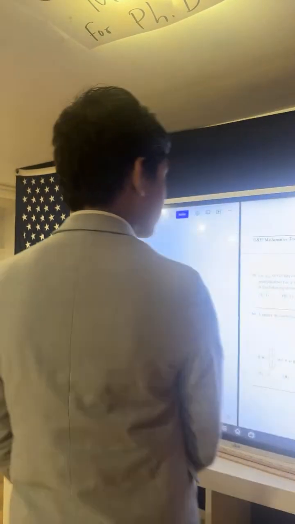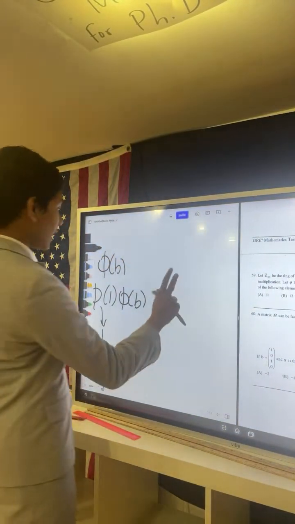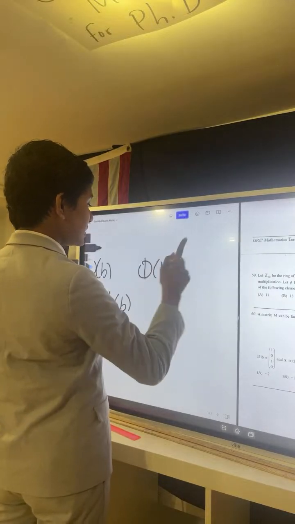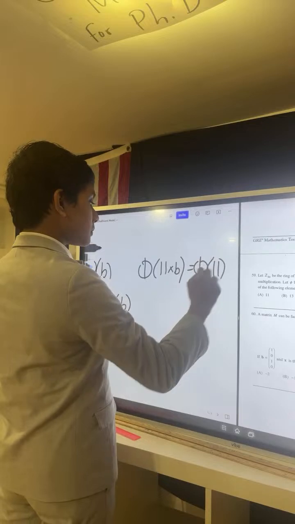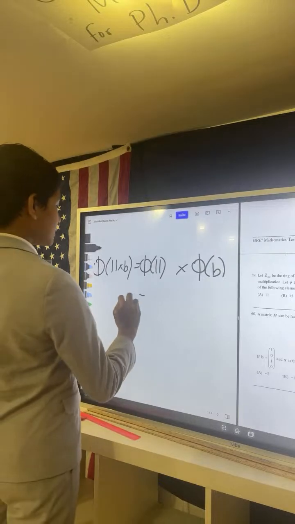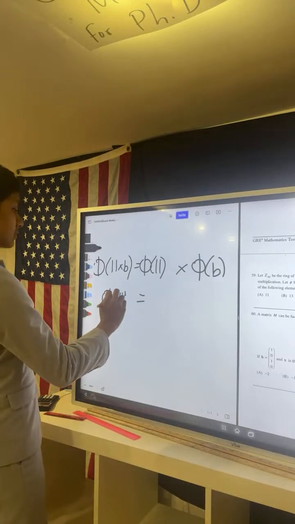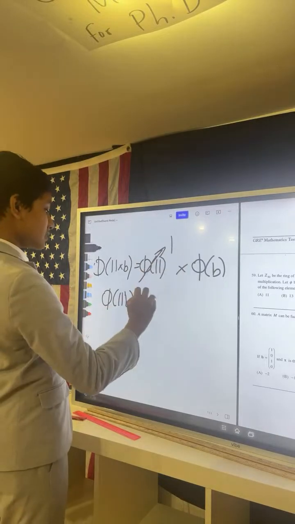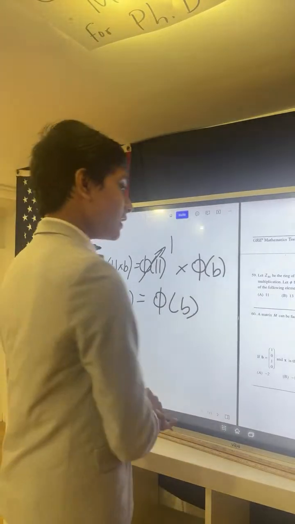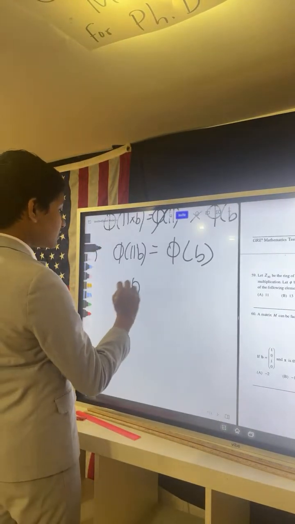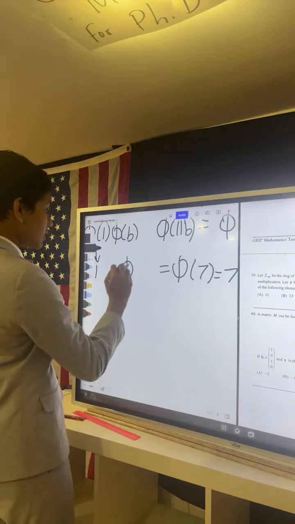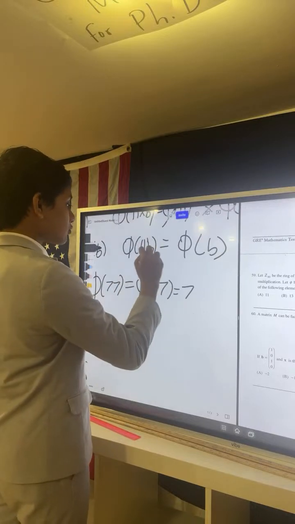So what about 11? That's what really helps us. We know that phi of 11 multiplied by B is equal to phi of 11 multiplied by phi of B. And since 11 is in the kernel, that means phi of 11 just goes to 1, and this is just phi of B. Now this is what comes in handy because we know phi of 7 is equal to 7. So that means phi of 77 is also equal to 7 by this rule.